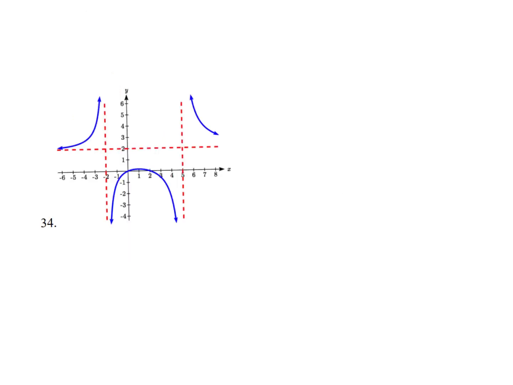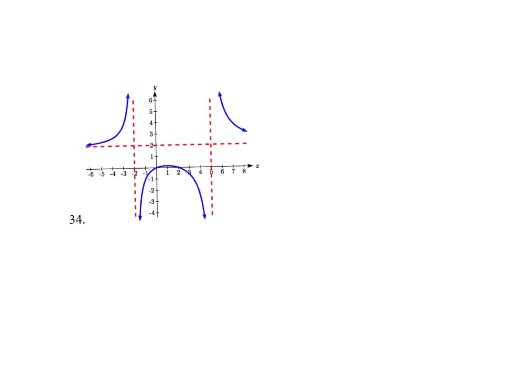Last one, both of these are heading in opposite directions. So, and actually this problem is just like the last one. Why don't you stop the video and see if you can do this one?